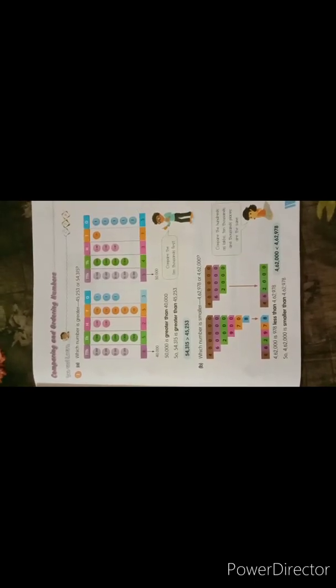In Saturday's class, we started the topic comparing and ordering numbers. In that topic, we discussed how to compare or order numbers in an increasing way or a decreasing way. Increasing way is also known as ascending order, and decreasing order is also known as descending order. Firstly, we have to find out which number is greater or which one is lesser. On that basis, we have to compare those numbers. So we saw one question related to this.